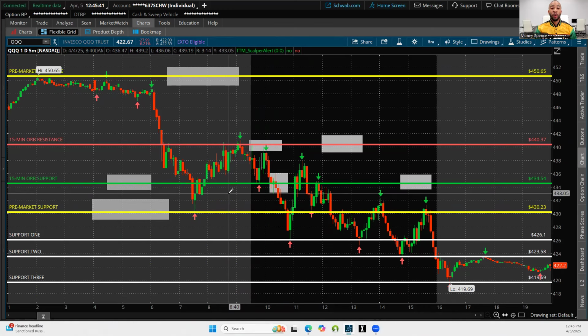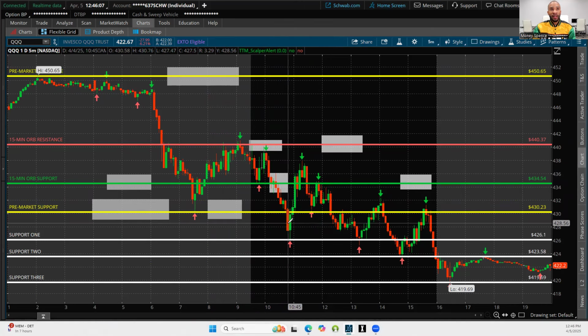Now, once we broke below that 15-minute ORB support zone, the next key level is going to be your pre-market support, if we didn't break pre-market support on the open. So now, since we broke below the 15-minute ORB, the next key level is our pre-market support level. As you can see, we were trying to hold that level, but next thing you know, we broke below it around 10:45 a.m.